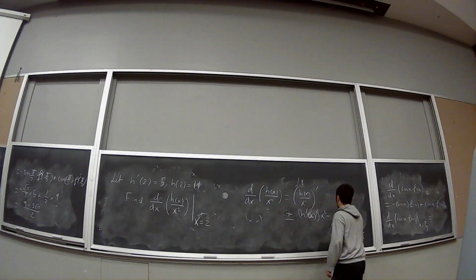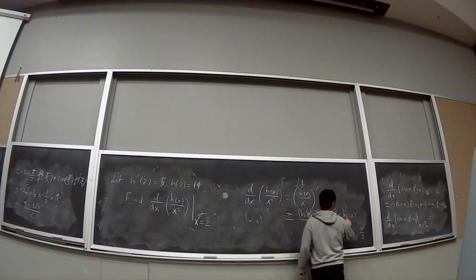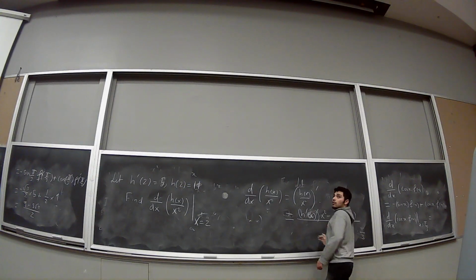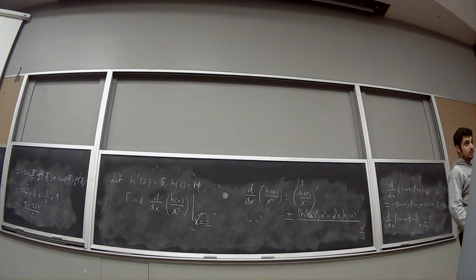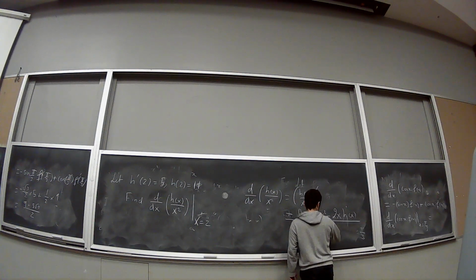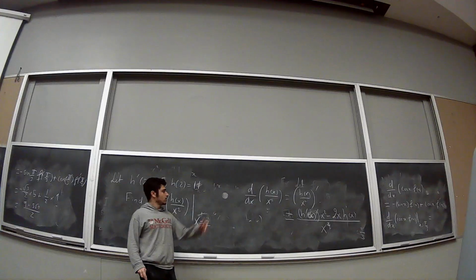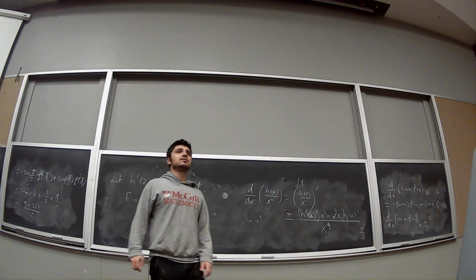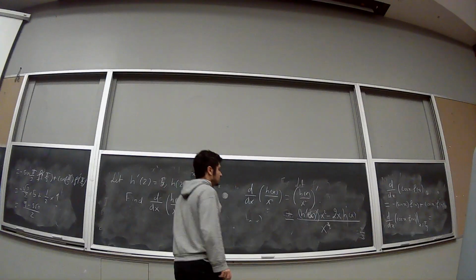I differentiate the denominator, h of x, over the square of the denominator. Over x squared squared, right? I'll just write x to the 4. Are we good here? Okay. So what do I have to do now? I have to evaluate that at x equals 2, right?